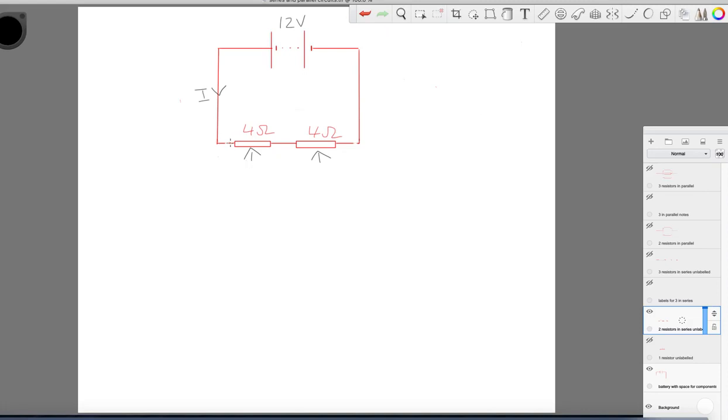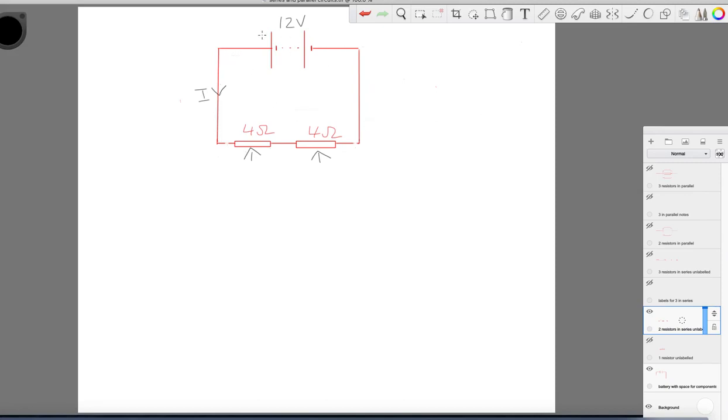There is nowhere else for the current to go. It can only go in here, out of here, in here, out of here, and so on. That's it. It can't do anything else. So that's a series circuit. And the current everywhere in a series circuit is the same.